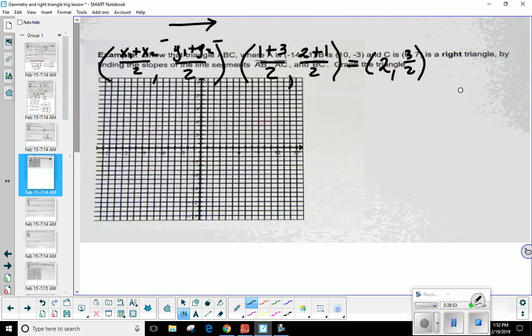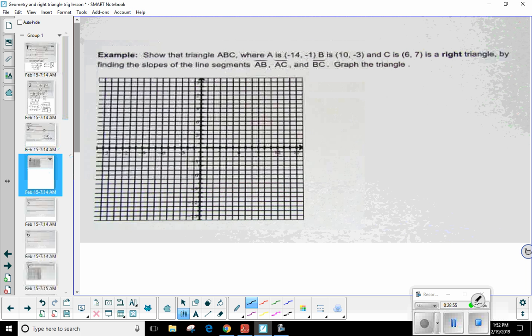All right. So now we have this problem with the grid. Show the triangle ABC, where A is (-14, -1), B is (10, -3), and C is (6, 7), is a right triangle by finding the slopes of all 3 of the segments. Okay, and then go ahead and graph the triangle.